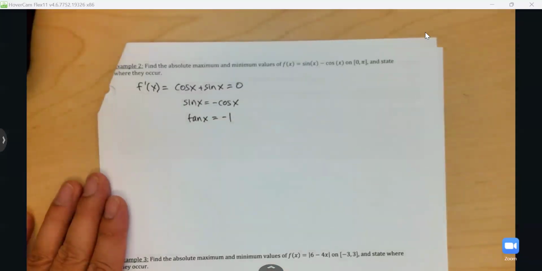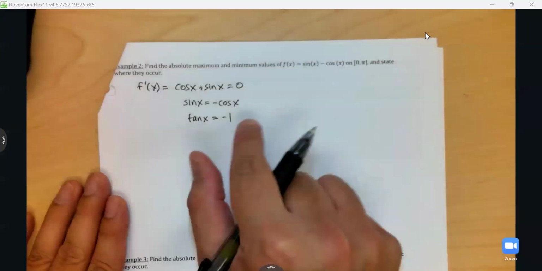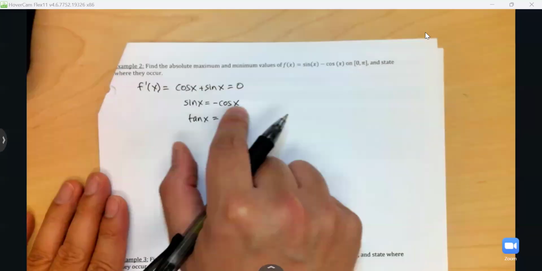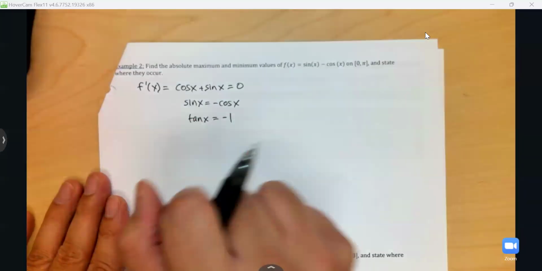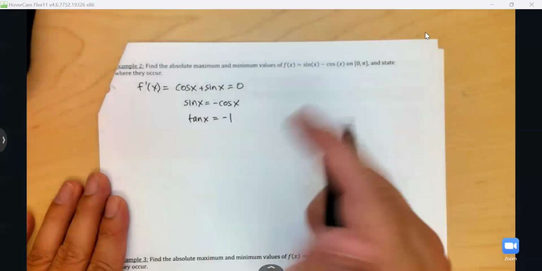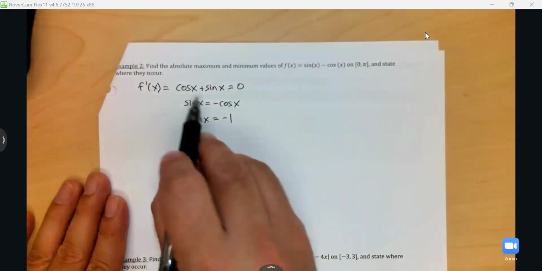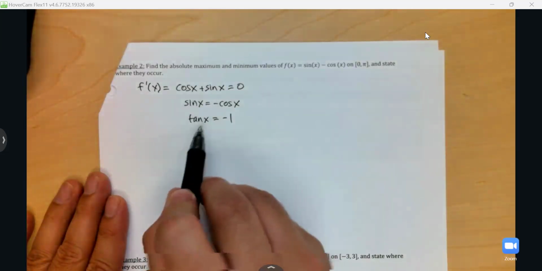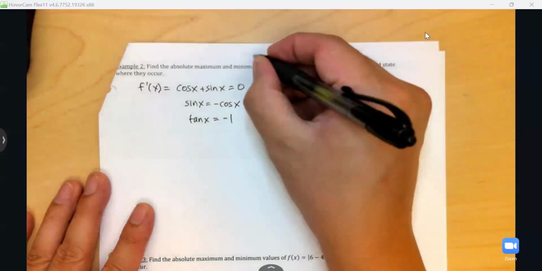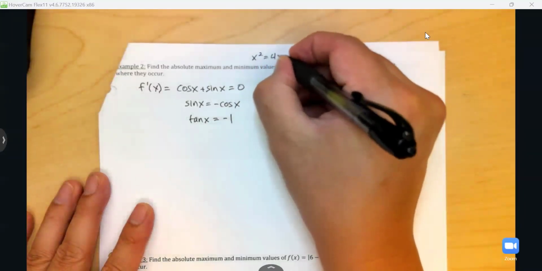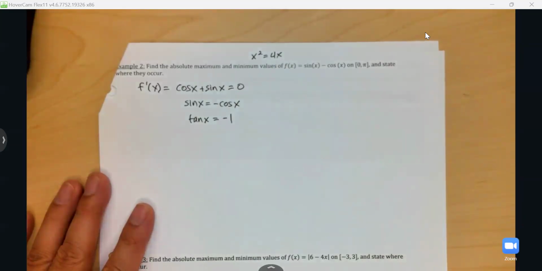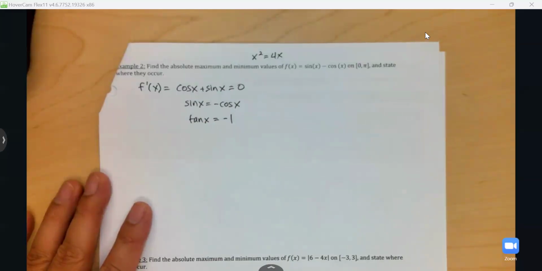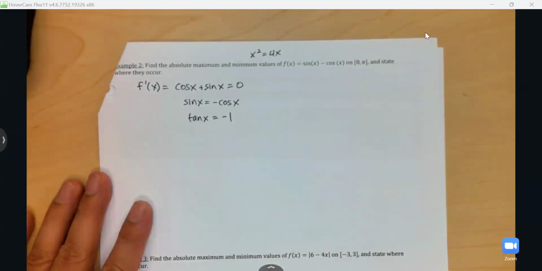And by the way, just a quick algebra tip: whenever you divide both sides, don't divide to completely cancel something out. If you do that, you're losing answers. But it's okay here because I divided and turned sine of x into a new function, tangent of x. But if I had an algebra problem like x squared is equal to 4x, you should never divide both sides by x to cancel out an x. If you do that, you're going to lose the answer x equals 0. All right, so just a side note.